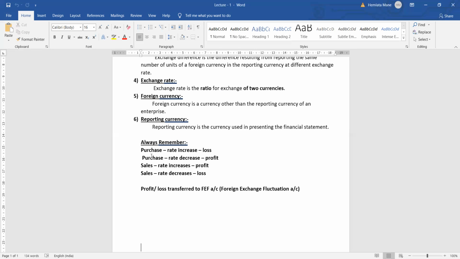remember the 3 golden rules of account. First, the rule of personal account. What is the rule of personal account? Debit the receiver, credit the giver. What is the rule of real account? Debit what comes in, credit what goes out. And what is the rule of nominal account? Debit all expenses and losses, credit all income and gains. These 3 golden rules will be used in this lesson for solving the problems.